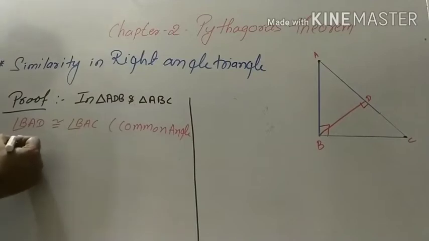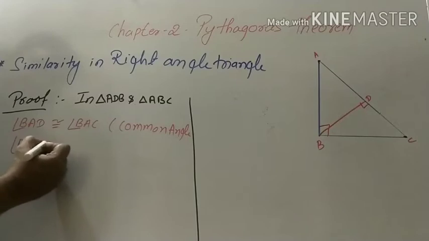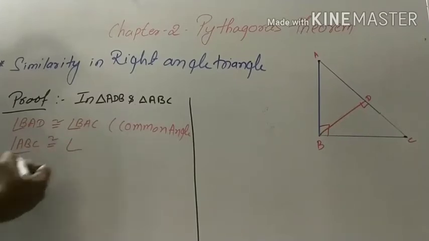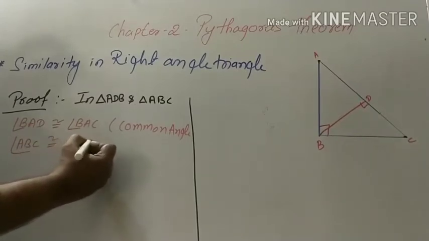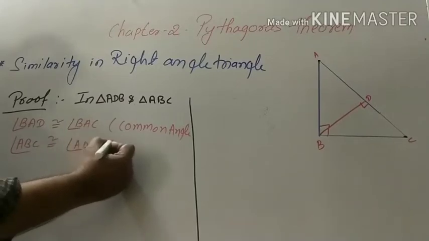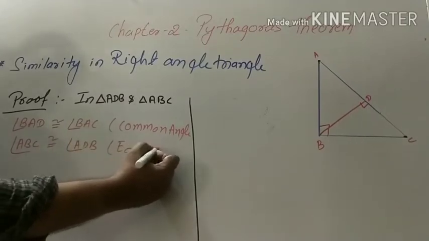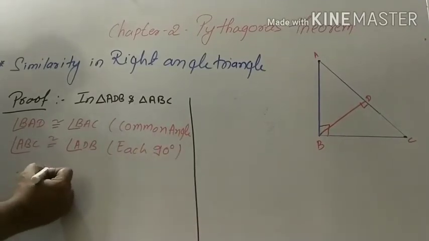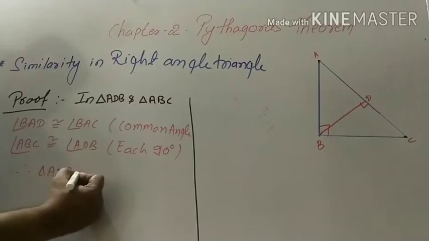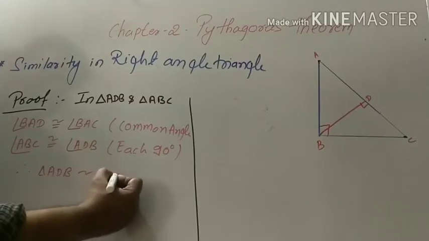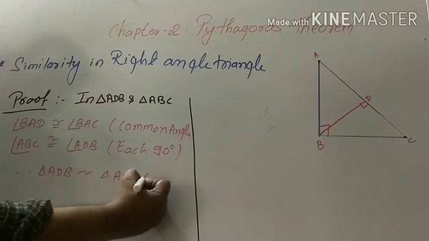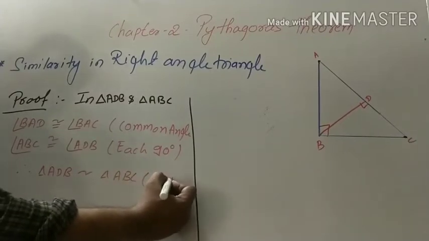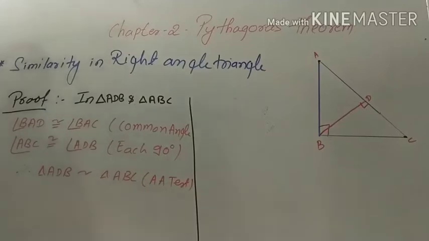Now second one, angle ABC congruent angle ADB, each 90 degree. Therefore triangle ADB similar triangle ABC. By which test? AA test, angle test.